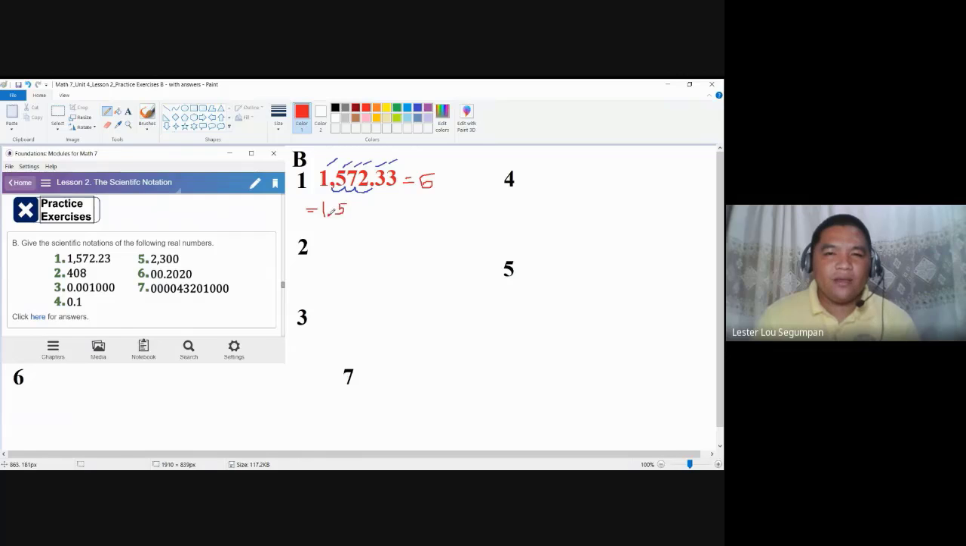Thereby making 1.57233. So we have this first step. We have moved the decimal point.